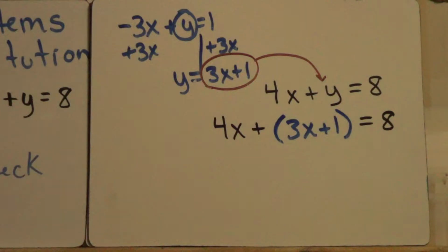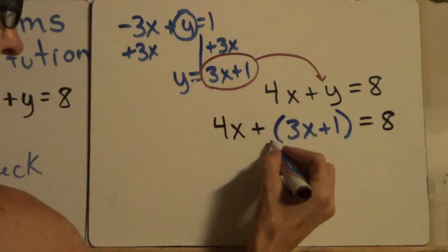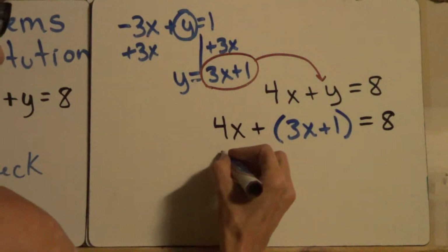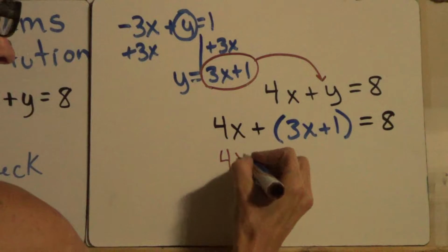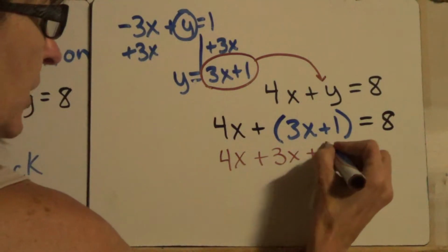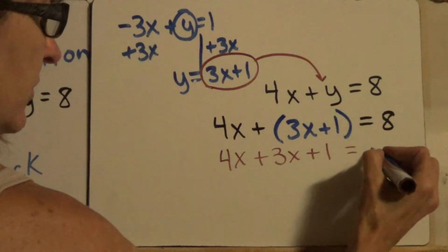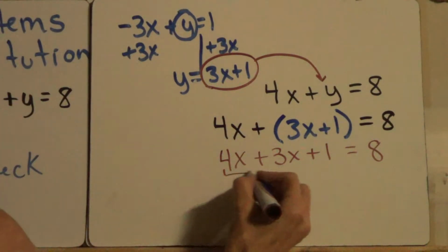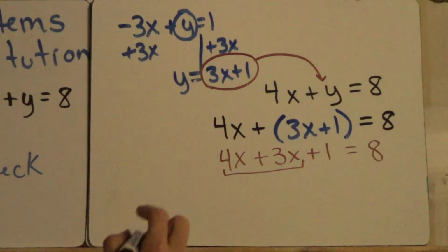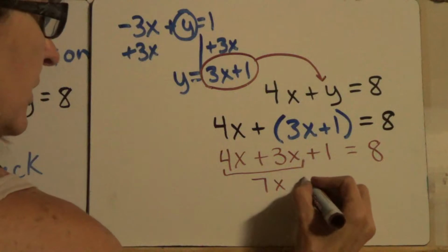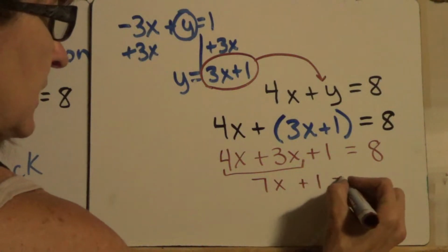So I go ahead and eliminate the parentheses. There's only a 1 out here, so I could say I distribute by 1, or I can just remove the parentheses. So I have 4x plus 3x plus 1 equals 8. I combine my x's, associative property, 7x plus 1 equals 8.